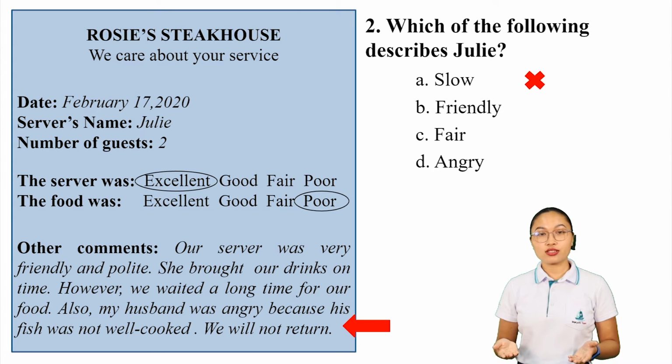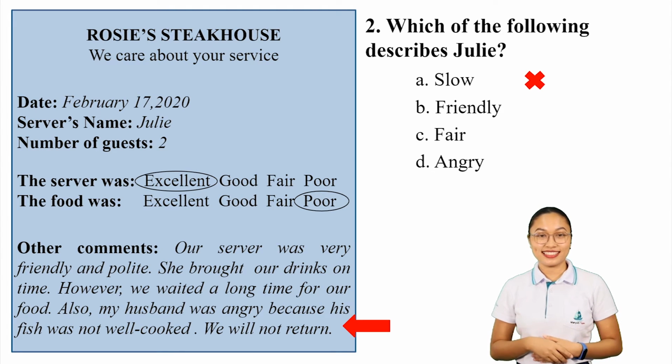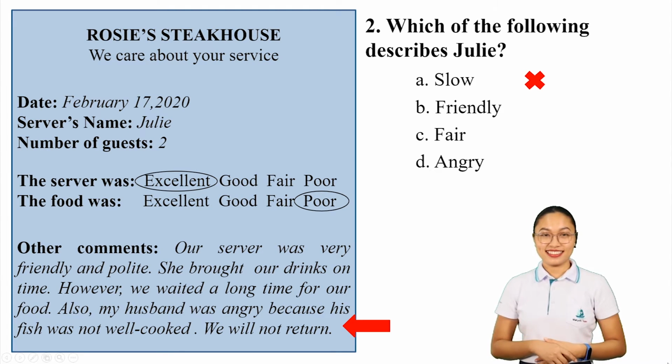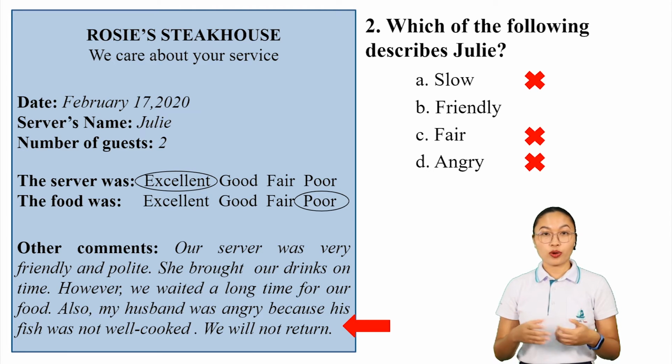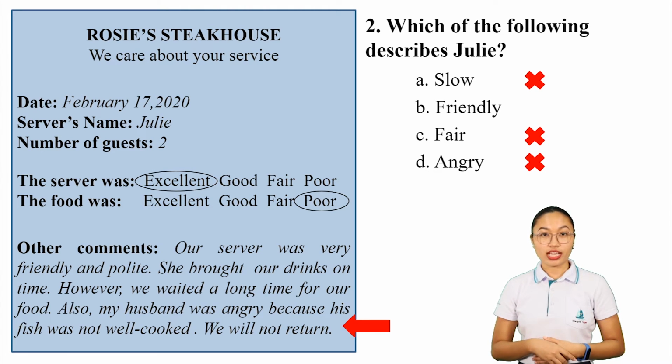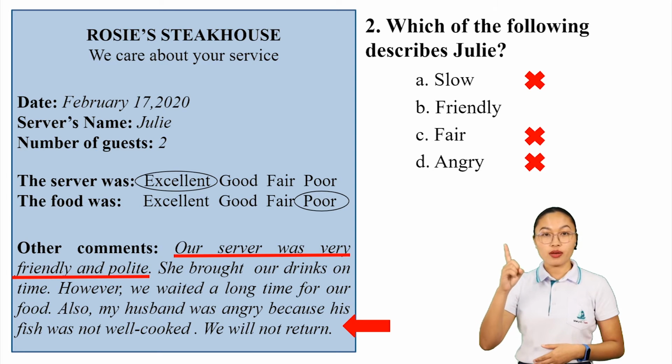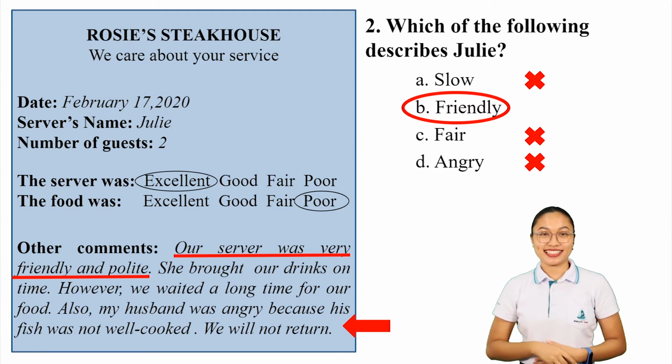We can't answer slow because it is mentioned that the customer waited for a long time on their food. Fair is not mentioned in the comment. Lastly, angry. This is because the fish was not well cooked. The answer can be found on the first line of the comment describing the server. The answer is letter B, friendly.